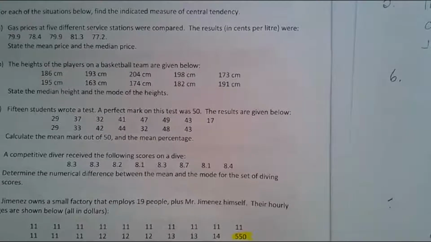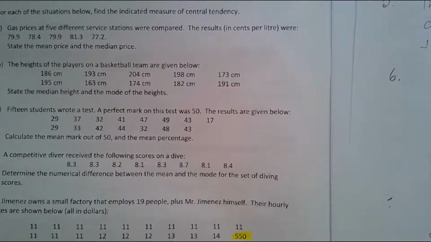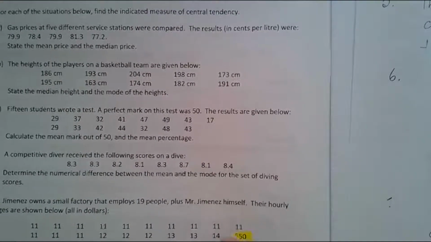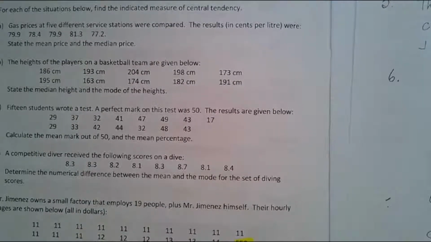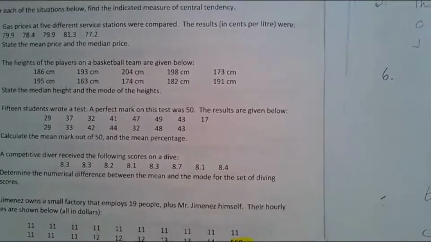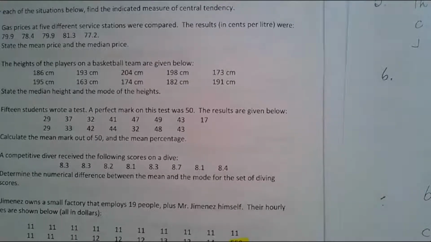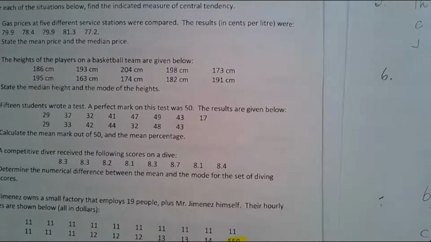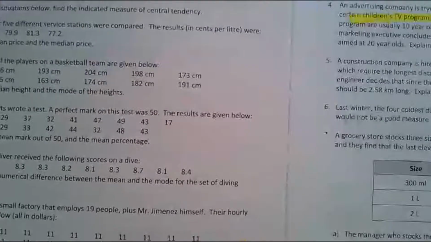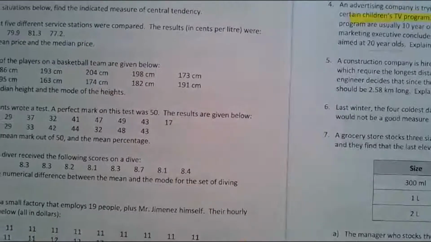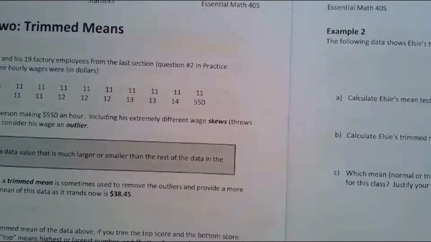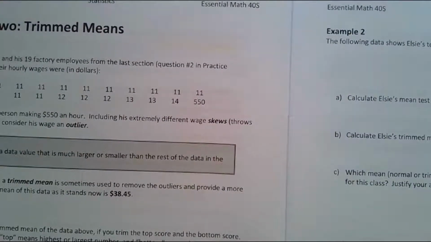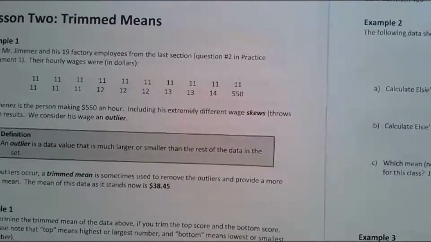Mr. Jimenez in number 2 as well, his wage of $5.50, that's an outlier. That one really doesn't belong. It shouldn't be in the group. So in cases like that, where there's one number that clearly doesn't appear to belong, we use a trimmed mean. But there are rules to using a trimmed mean. You can't just delete scores that you don't like. There's a process that you have to follow to make sure that your calculations are still valid.